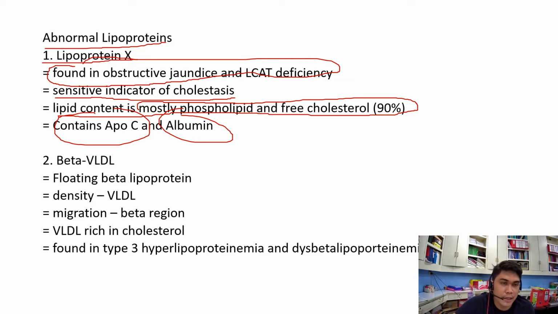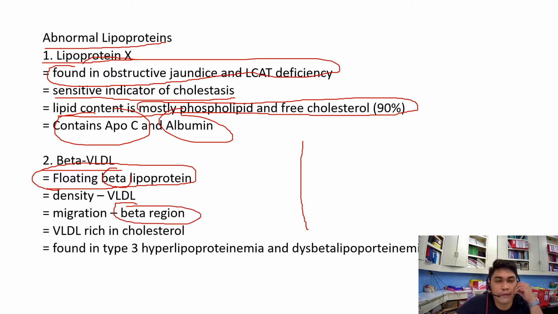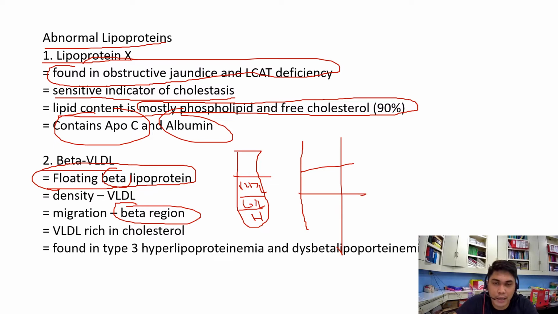The next abnormal lipoprotein is beta VLDL. This is your floating beta lipoprotein. Why floating beta lipoprotein? Because the migration of beta VLDL is in the beta region. If the migration is in the beta region, usually the ultracentrifugation result is in the middle. In ultracentrifugation, you have VLDL, then LDL, then HDL. For electrophoresis, you have beta, pre-beta, and alpha.